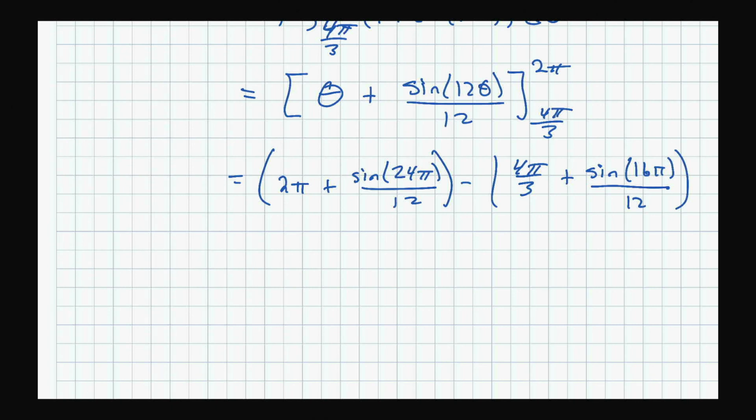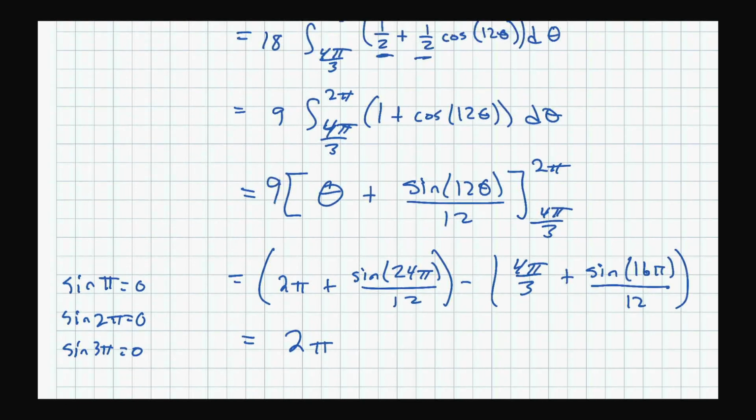So here's the thing. Any multiple of pi, like sine of pi is 0, sine 2 pi is 0, sine 3 pi is 0, etc. They're all 0. So this is going to be 2 pi. I lost the 9. Let's get the 9.